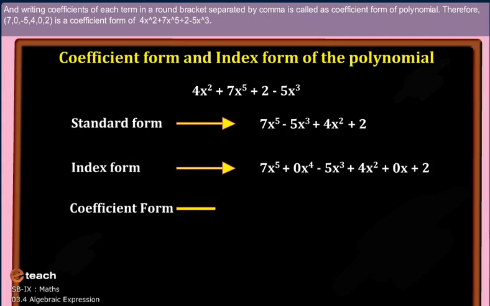And writing coefficients of each term in a round bracket separated by comma is called as coefficient form of polynomial. Therefore, 7, 0, minus 5, 4, 0, 2 is the coefficient form of 4x square plus 7x raised to power 5 plus 2 minus 5x cube.